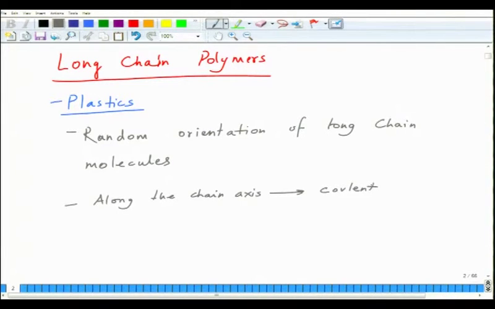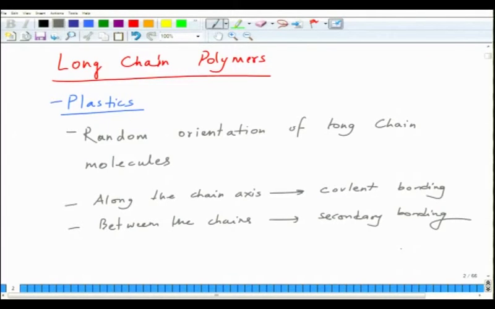So, if you have ethylene molecules, these ethylene molecules will be covalently bonded with respect to each other, and then between the chains we have secondary bonding. So, this is the first form of long chain polymers, which is called plastics, which are essentially long chains of polymers, but are randomly oriented with respect to each other.